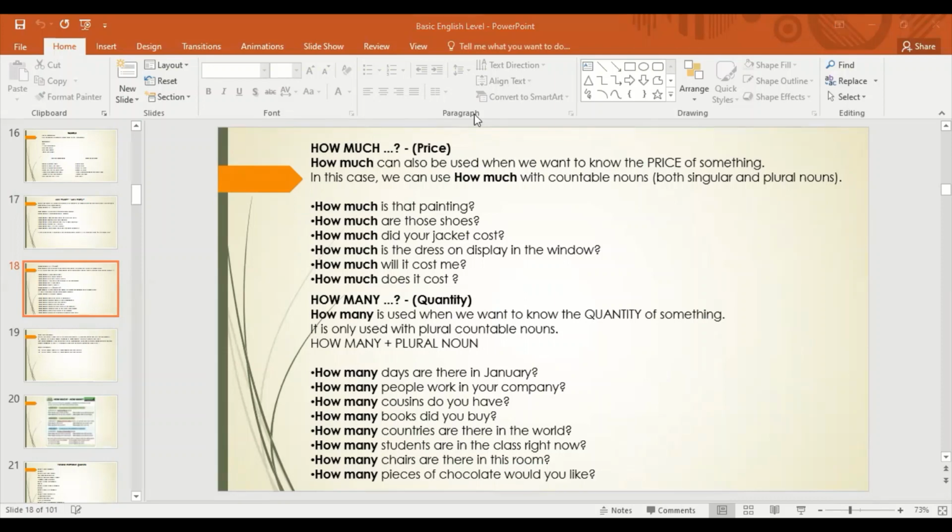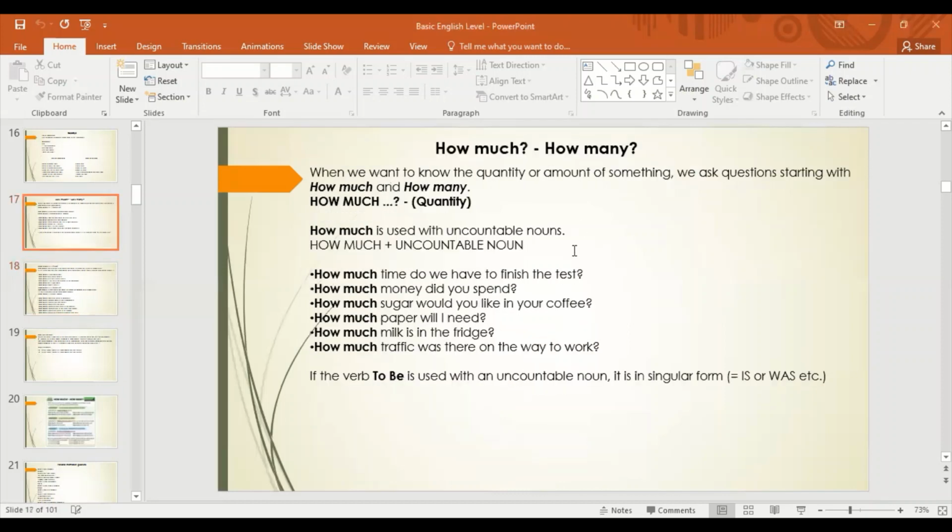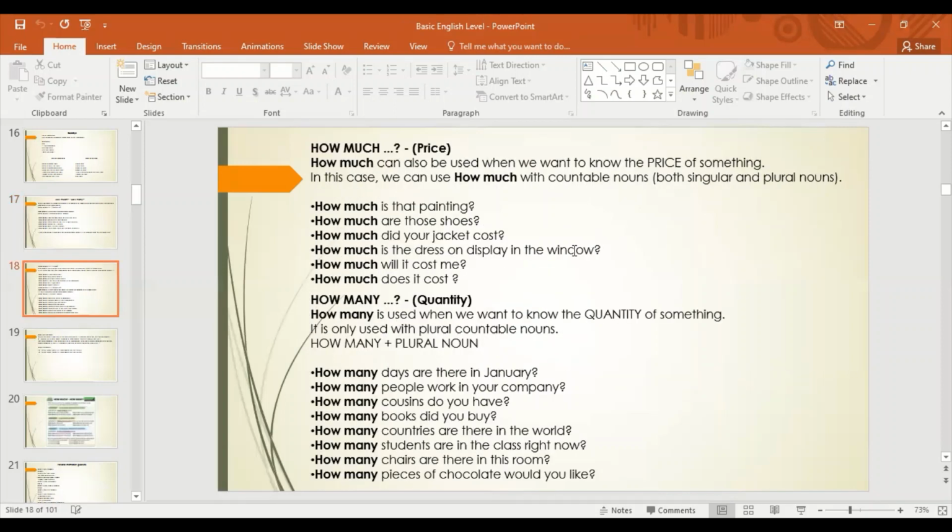Okay. So have you got the concept of how much, where we can use how much? We can use how much for uncountable nouns, and when we talk about quantity. And we also use how much when we talk about price, either singular or plural. Okay. So how many we use when we talk about countable nouns with plural, those nouns which we count easily.